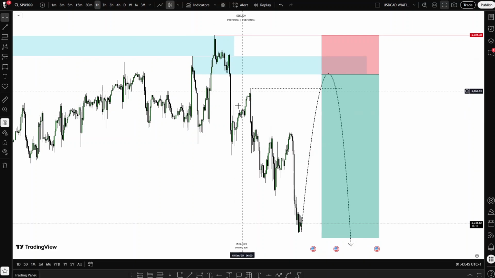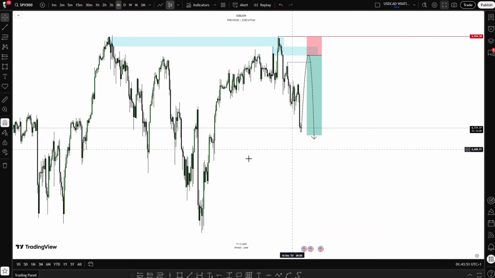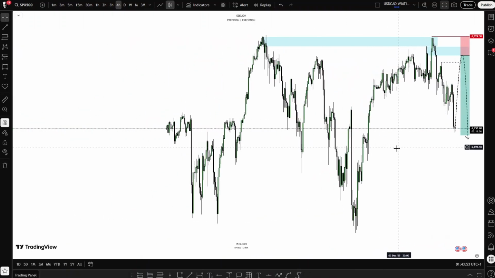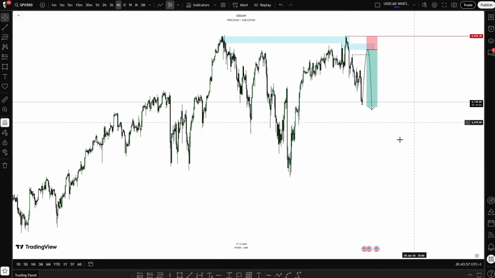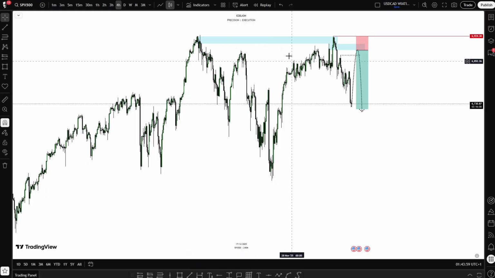So now I've seen my entry model. I go to the higher time frame. This is the 1 hour time frame, so I'll go to the 4 hour time frame to look for where this is coming from. As you can see, this is a key level we have had for a very long time. We have been waiting for this key level to play out. What do we have here? We have structural liquidity, and we're expecting price to react off of this place.